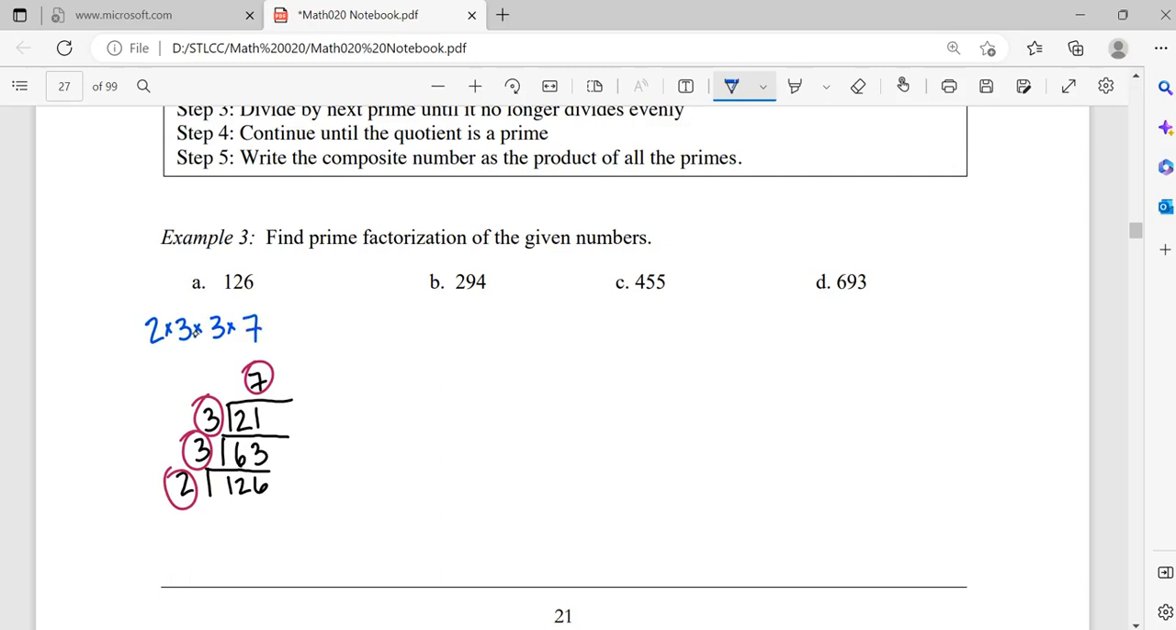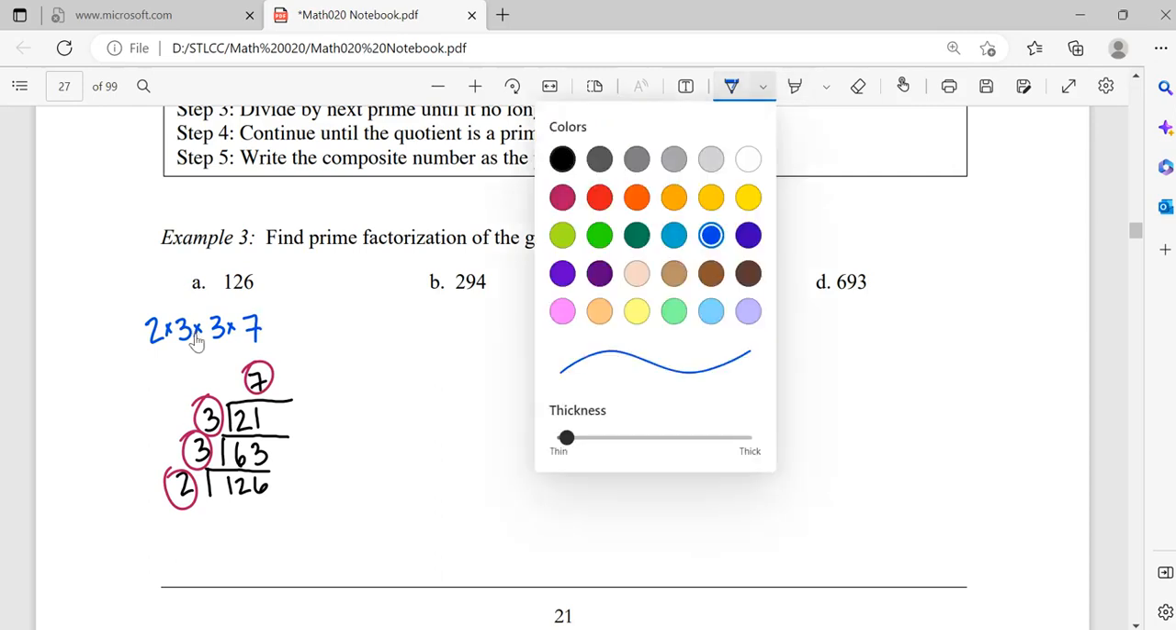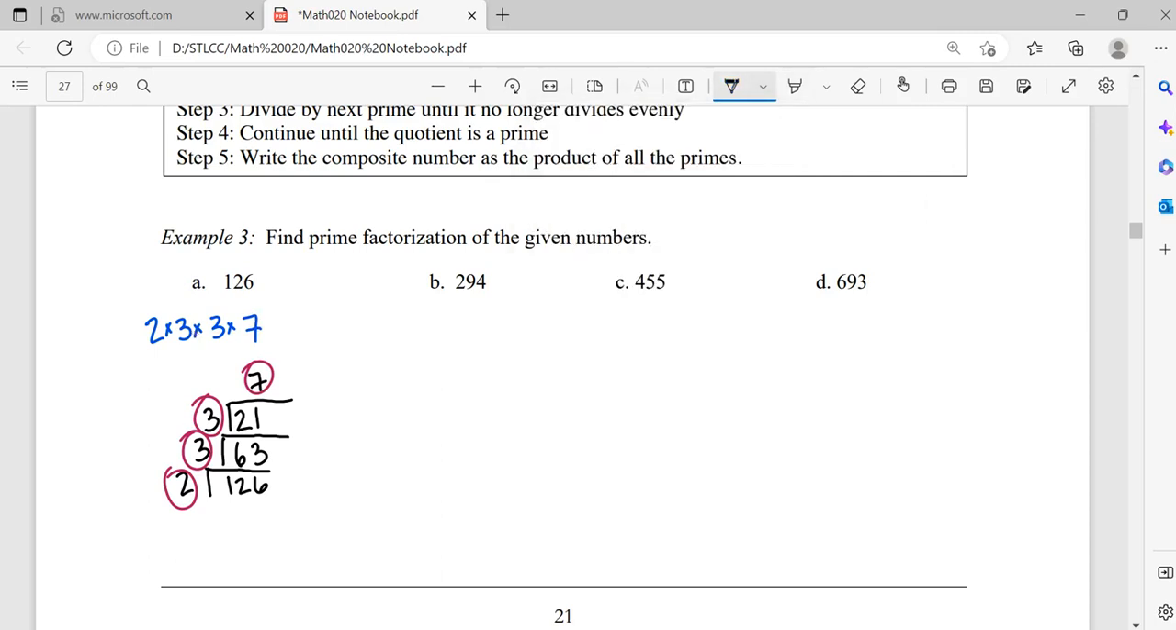Okay, so let's go ahead and do the 294. We're going to start with the 294. Now it ends in a 4, it's an even number, so I'm going to go ahead and try the 2. 294 divided by 2 is going to give me 147. That's an interesting number.